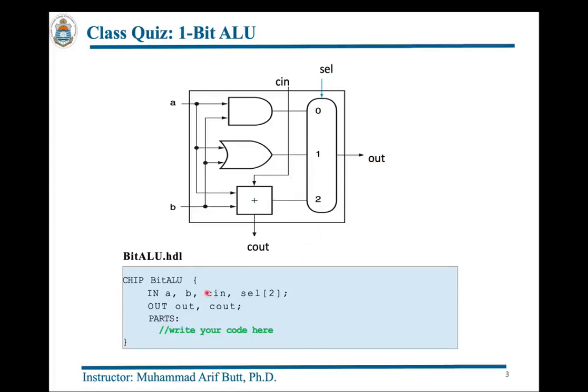I have given you this stub file for this bit ALU, and note the chip interface having four inputs: three single bit inputs A, B and C in, and an array of 2 bits for the select input of the multiplexer. Similarly, note the chip interface has two outputs, an output pin which will contain the final result, and the carry out pin which will contain the carry out of the full adder chip as shown over here. So please stop this video, write down the implementation of this chip and then join me.